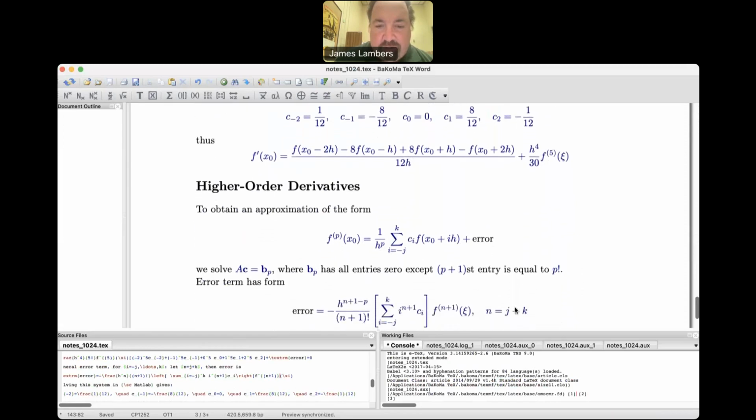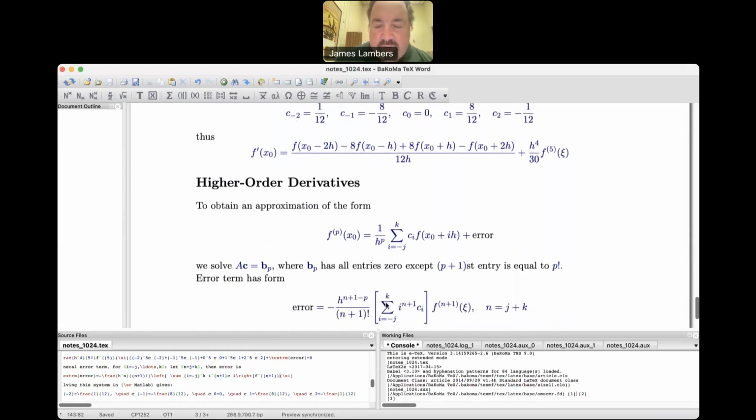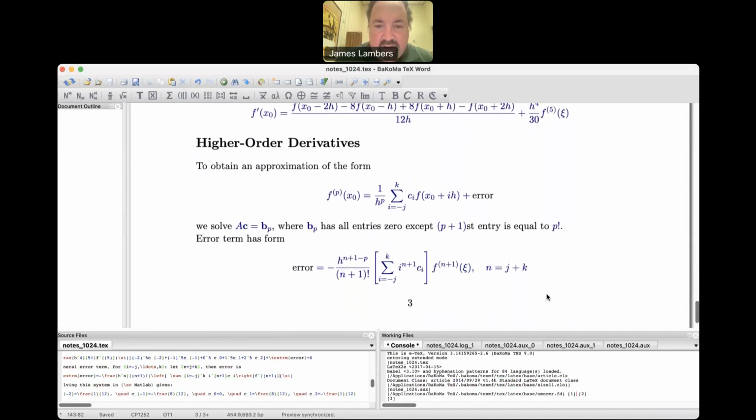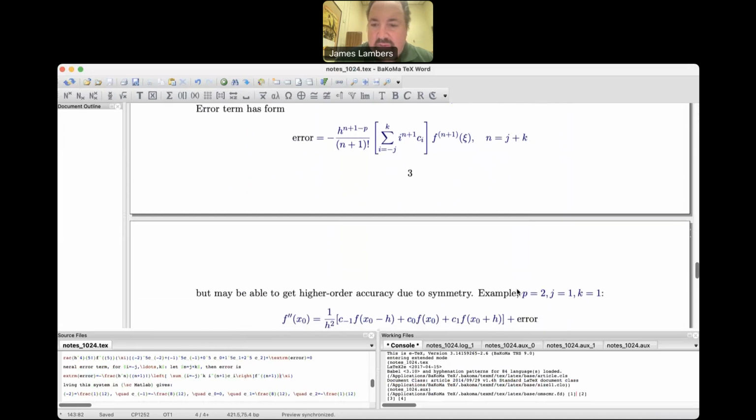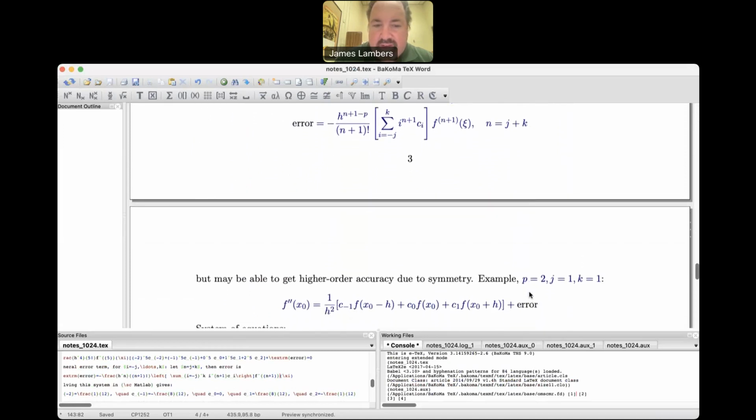And in general, the error formula is the same error formula as before. It's just that this power of h, you have to subtract the order of the derivative from it. Otherwise it's exactly the same. So now I'll show you an example of this. For the case of a second derivative, I'll set j equal to 1, k equal to 1.